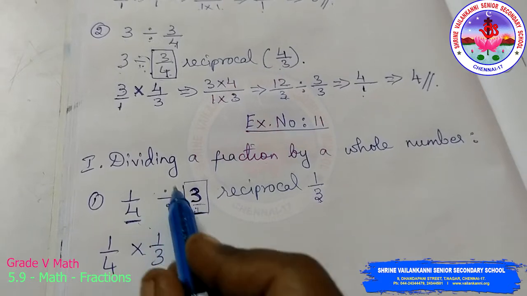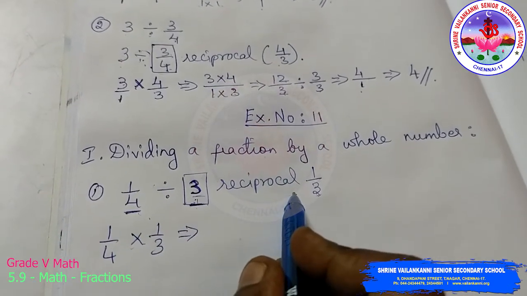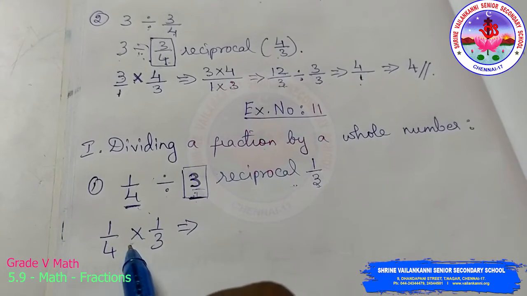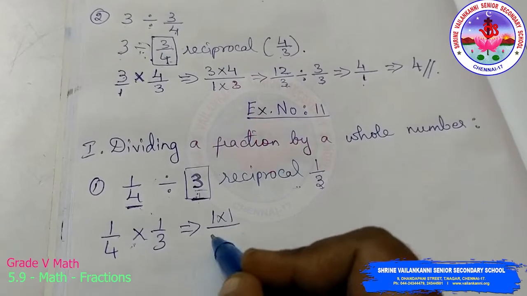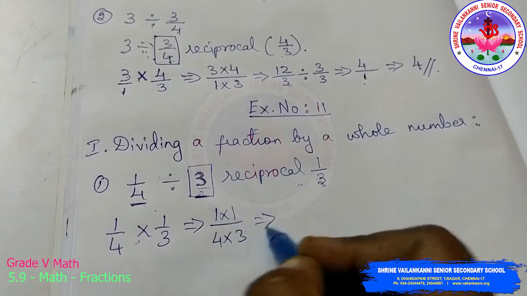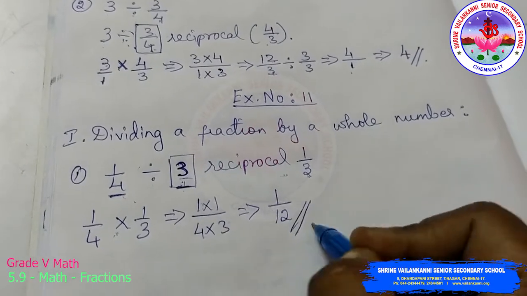So this division will become multiplication when you take the reciprocal of your right side value. Your division symbol will change to a multiplication symbol. So now 1 into 1 by 4 into 3. So 1 into 1 is 1, 4 threes are 12. So that is your answer.